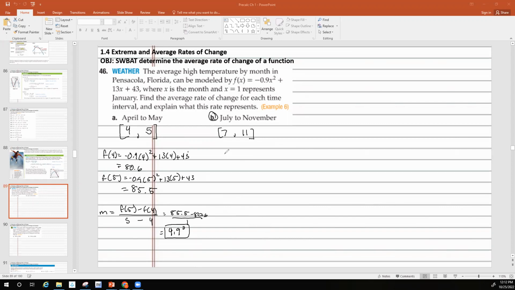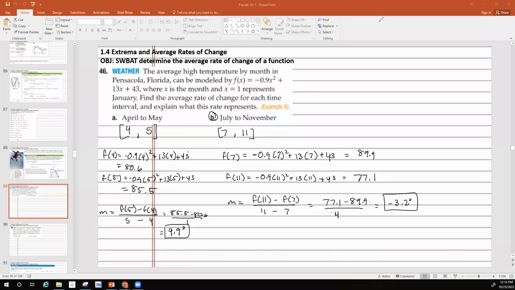Actually, why don't you pause the video and then I'll do it in 5, 4, 3, 2, and 1. There you go. So you should have got negative 3.2. So that tells us that the average change is decreasing. The average change decreased a lot there, from the 7th month to the 11th. And that is that.